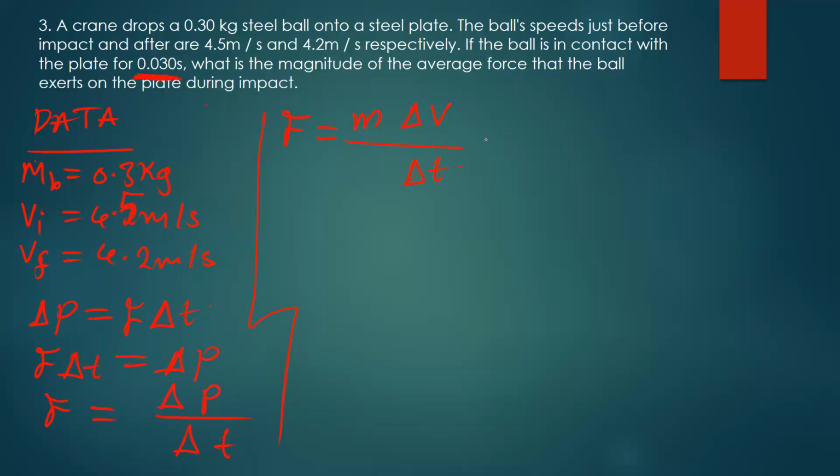So the force will therefore be given by the mass, which has been given to be 0.3, and then the change in the velocity is going to be equal to 4.5 plus 4.2, and then everything divided by 0.03. When you find the force using a calculator, this will give you 0.3 times 8.7, which is 2.61, divided by 0.03. So you're getting 87 newtons as your final answer.